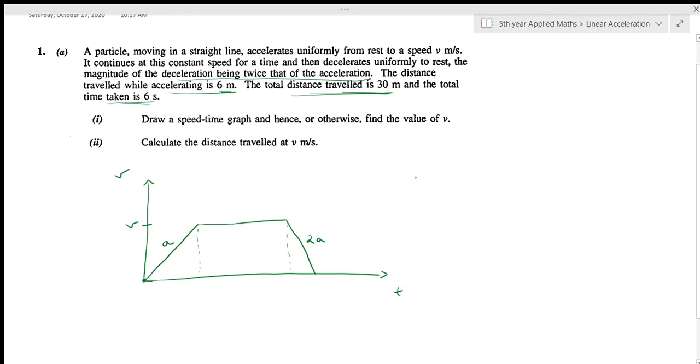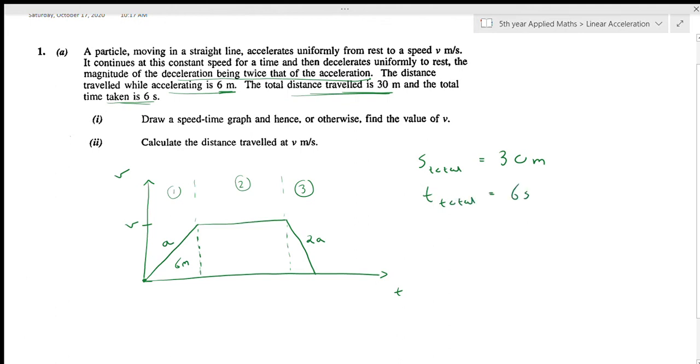The total distance travelled, I'm going to call it S total, is 30 meters. And the distance travelled while accelerating is 6 meters. So we split this up into stages and we call this stage 1, this stage 2, and this stage 3. The accelerating stage is stage 1. So the distance travelled while accelerating is 6 meters. I'm going to write it in there because we know that the area under the graph gives us that number, 6 meters.